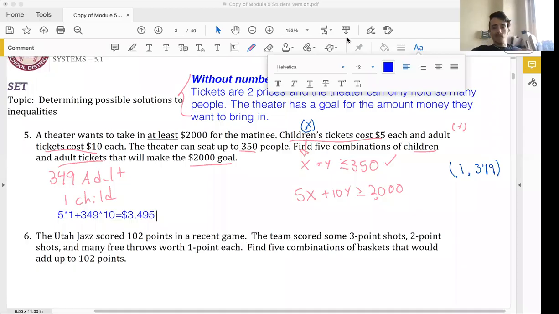Some other options, again, there are a bunch that you could have come up with. You could have also done something like 2 children, 348 adults. That could work. You could also do 3 and then 347. Again, you want to fill the seats. As long as you want everybody to get into the theater, in my eyes, make it 350 people going. Of course, you don't want to overshoot that, so just play it smart.